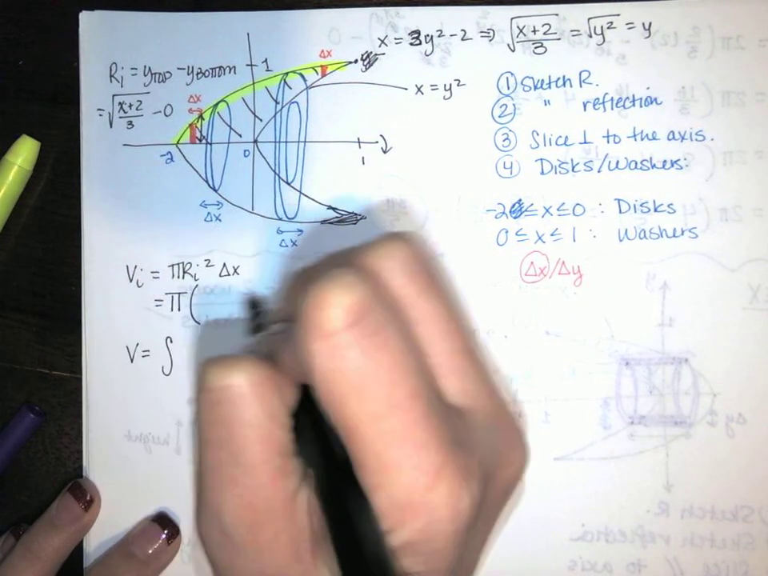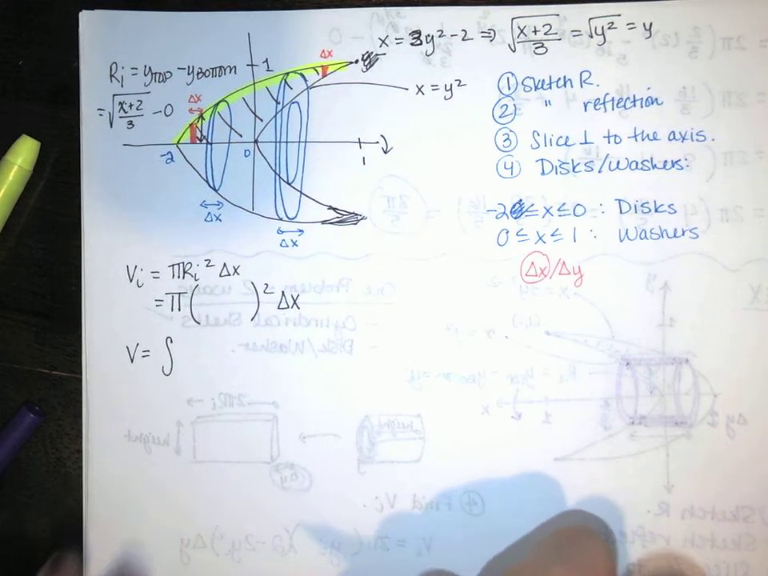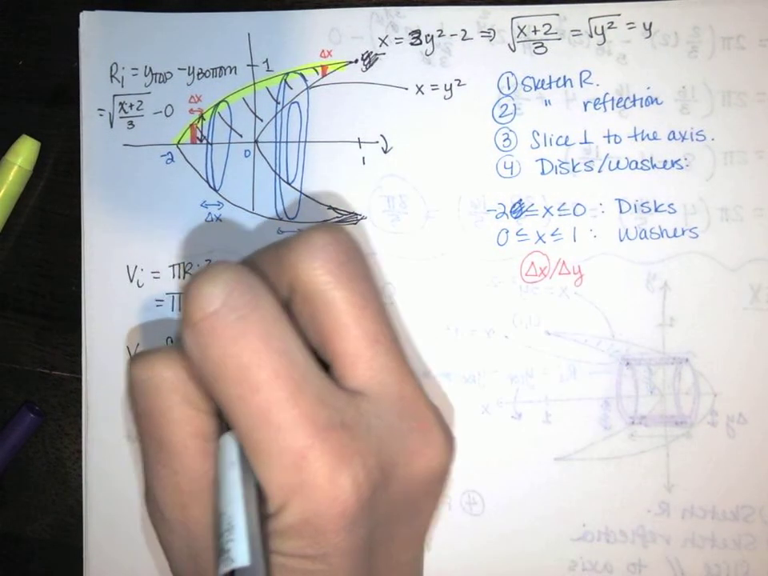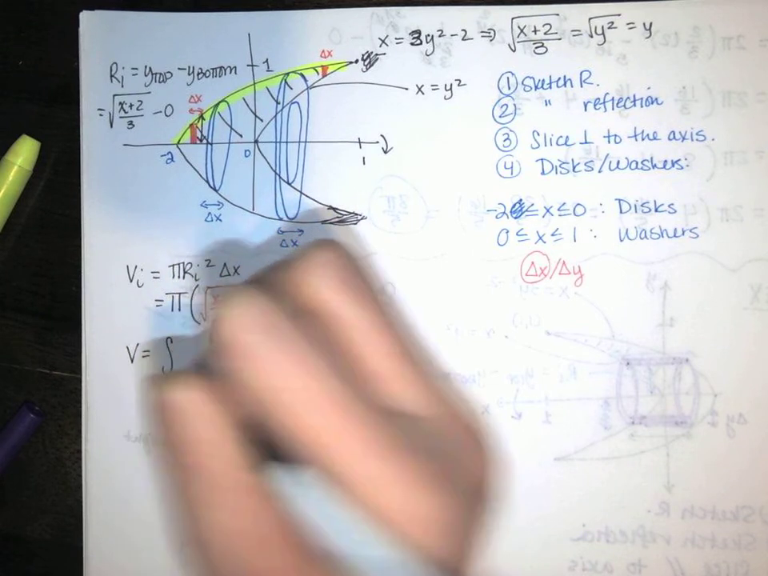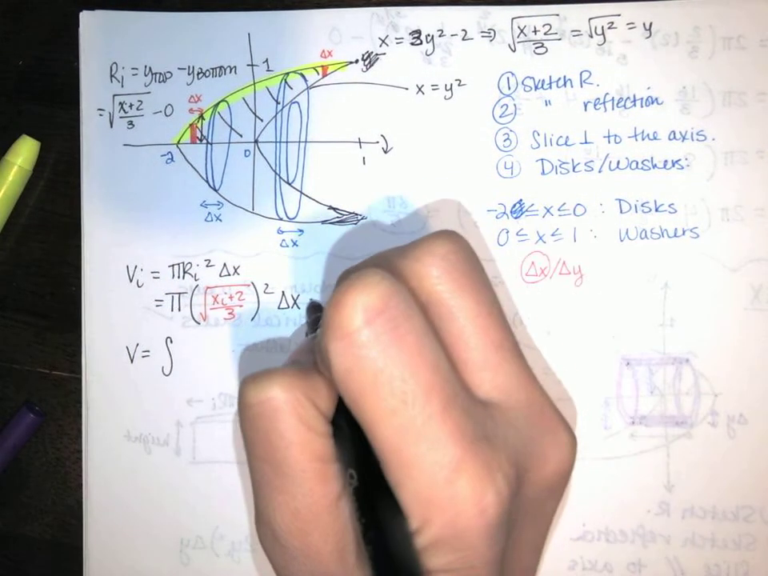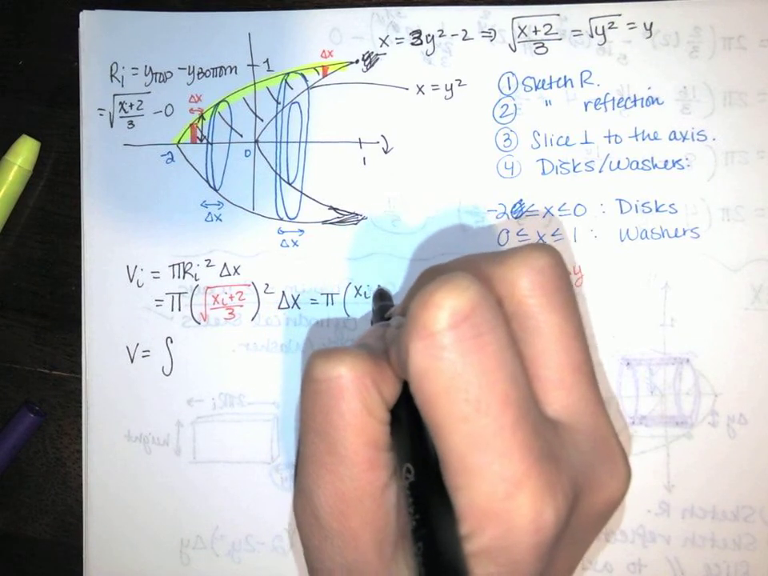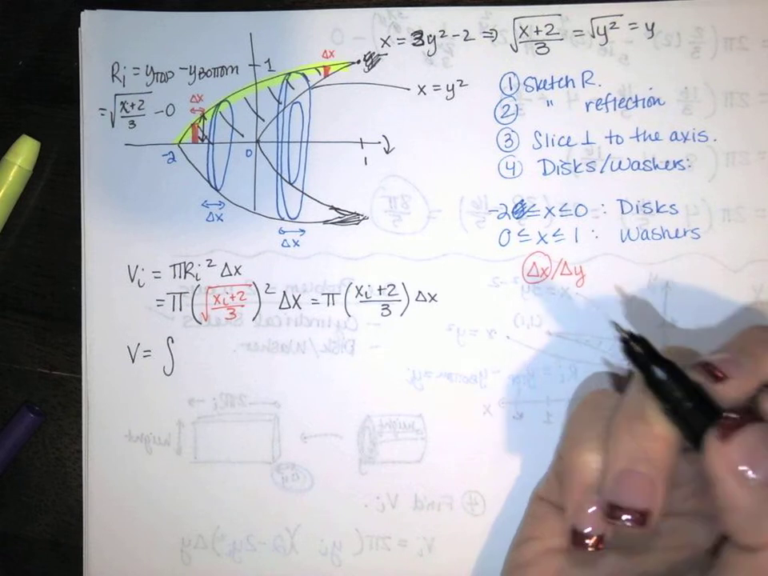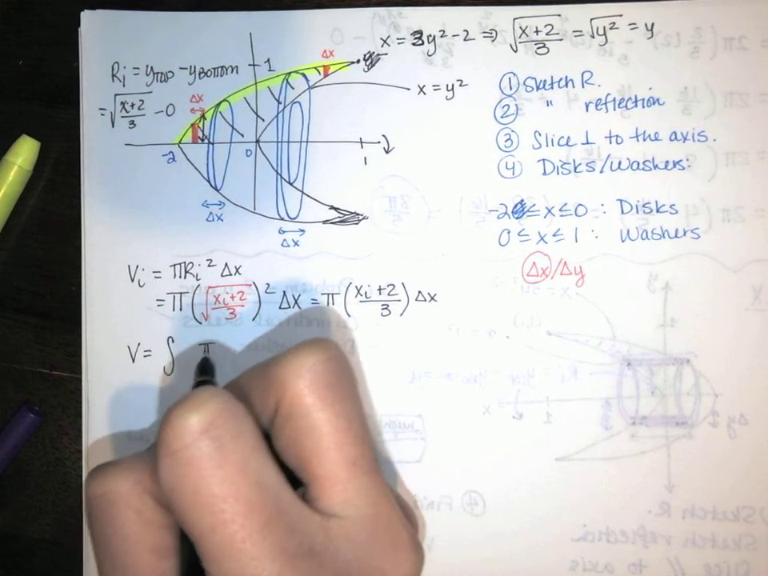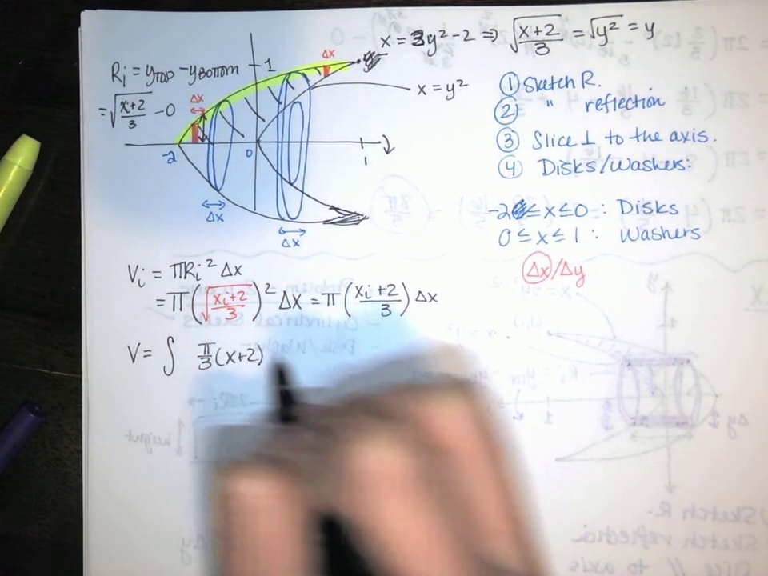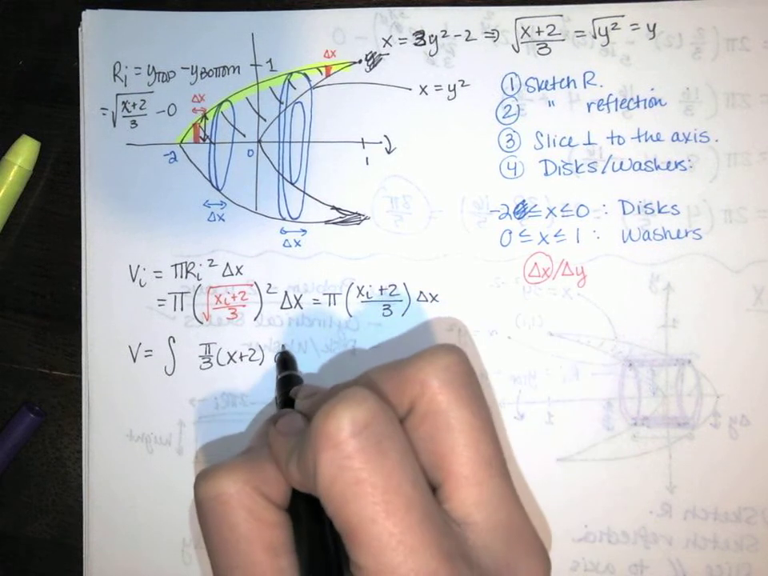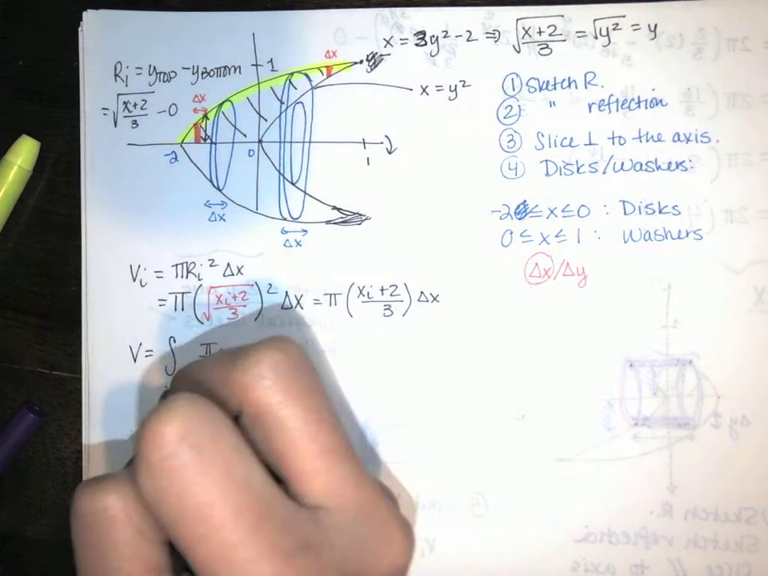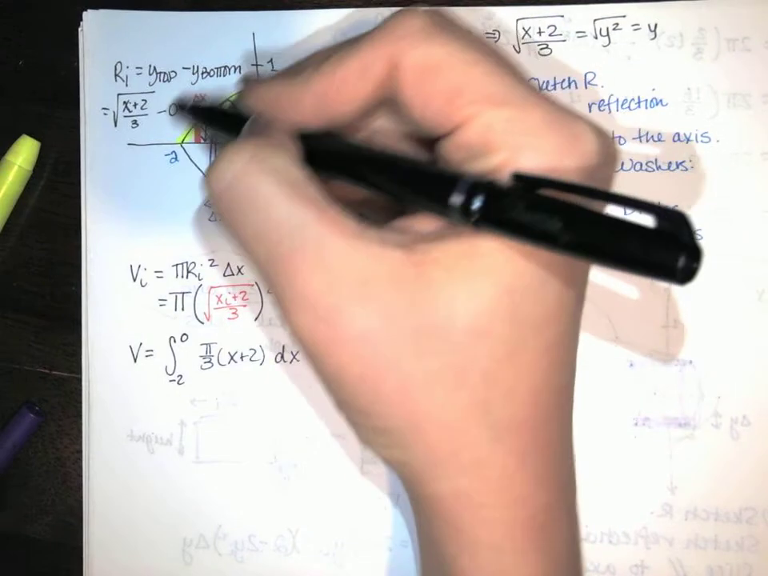So we've got pi times our radius squared times delta x, that's the volume of one piece. And when we square it, we get pi times (x plus 2) over 3 times delta x. It's actually not too bad. You can factor out that pi over 3, so I've got pi over 3 times (x plus 2). In the limit, we don't need the i anymore. Delta x becomes infinitely small. We're going to call it dx, and we're integrating from x equals -2 to 0. And that's going to give me the volume for the first piece.